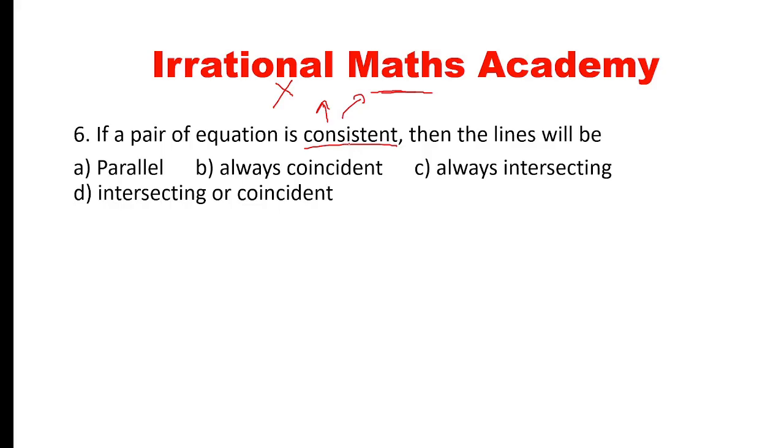So if a pair of equations is consistent, then the lines will be, see, both possibilities are there. It could be intersecting lines or it could be coincident lines. Then our answer is what? Intersecting lines or coincident lines should be our answer.